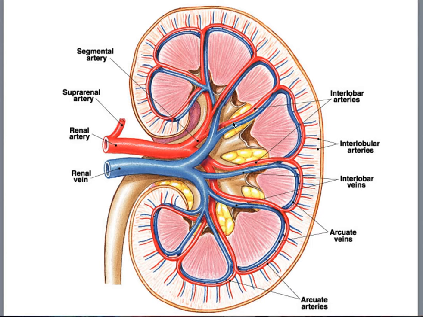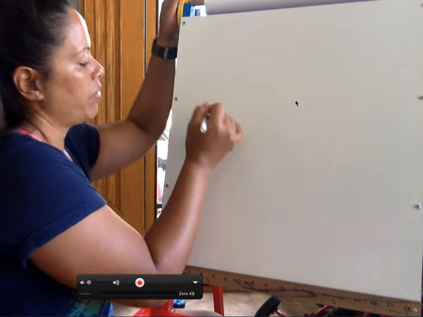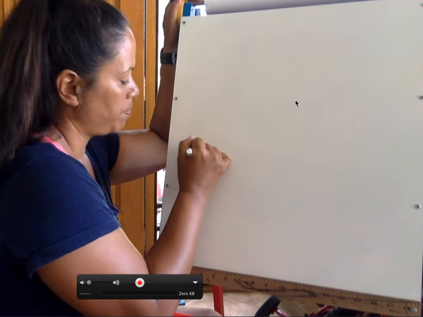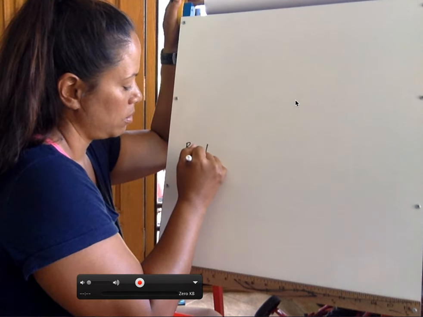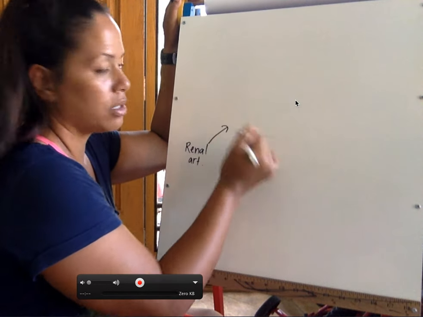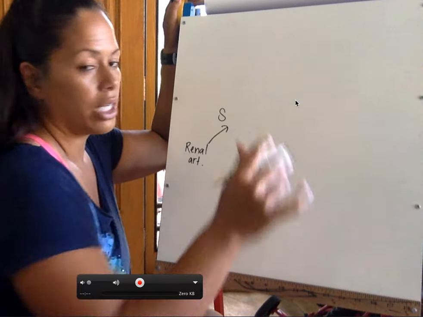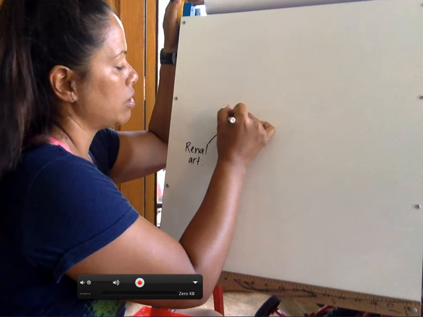From the segments, it goes between the lobes, so they call it interlobar. It makes a little arc, they call it arcuate, and then it goes between the tiny little lobes, interlobular, before it becomes something else. So let's do this. From the renal artery, it becomes, I said segmental, right? So it goes to the segment, so we call it segmental.